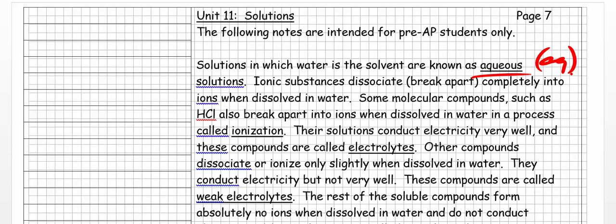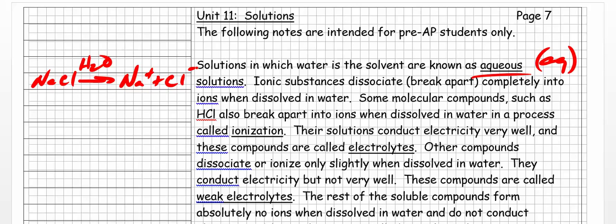Okay, ionic substances dissociate or break apart completely into ions when dissolved in water. Now let's keep that in mind. Ionic substances are going to fall apart in water. So if I had, for example, NaCl in water, I'm going to put an arrow just like this. I'm going to put the H2O right here because I'm not concerned about the water. I'm concerned about what the NaCl is going to dissociate into. It's going to dissociate into Na+ and Cl−. In other words, ions. Okay?